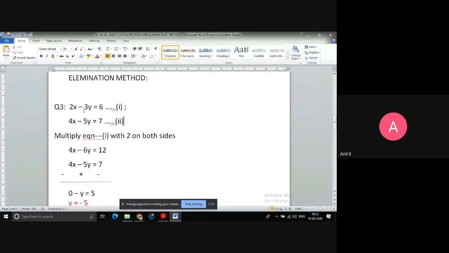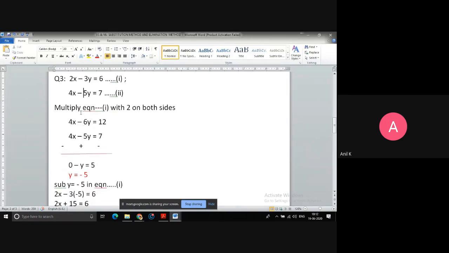If I want to eliminate y here, how do I make their coefficients the same? Here the coefficient is 3 and here the coefficient is 5. So in that case, if I want to eliminate y, multiply equation 1 with 5, so 3 fives are 15. Multiply equation 2 with 3, 3 fives are 15. So here also it will become 15, and here also it will become 15.